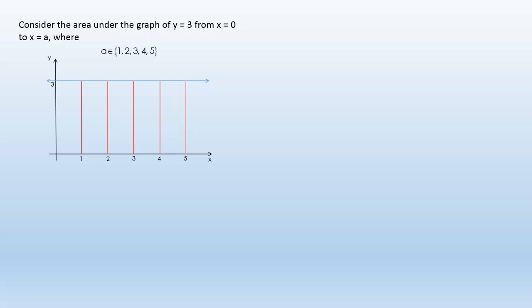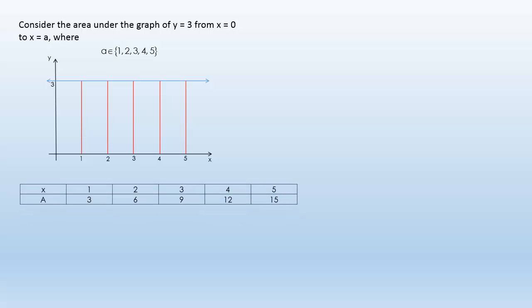So if a is 1, we're looking at the area of this rectangle here. If a is 2, we're going from 0 to 2, so we're looking at this bigger rectangle just here. If a is 3, we're looking at this rectangle here, and so on. So we can see the width of this first rectangle is 1, the height is 3. That suggests the area is 3. So when x is 1, the area is 3.